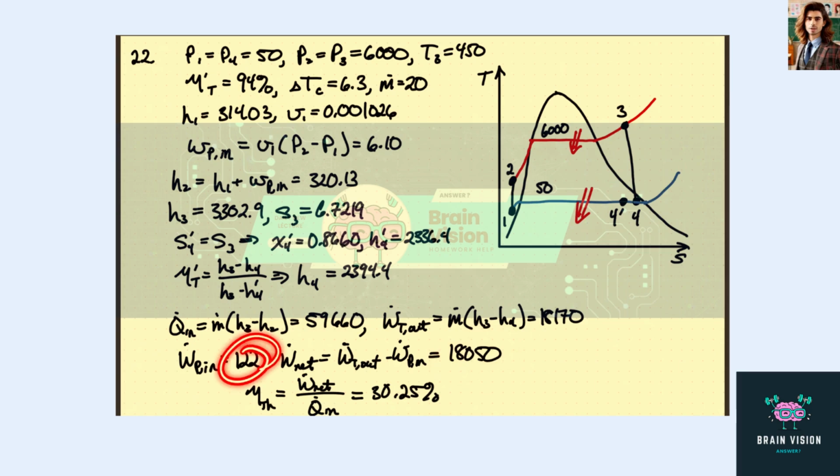Again, this is usually very small compared to that. We can then find the thermodynamic efficiency by taking the net work, or the net power, divided by the net heat flow in, and that winds up being about 30.25%.